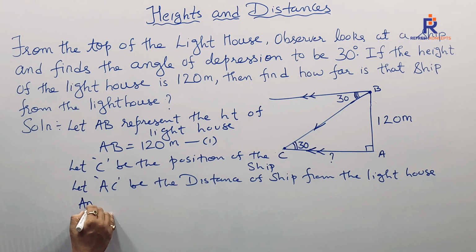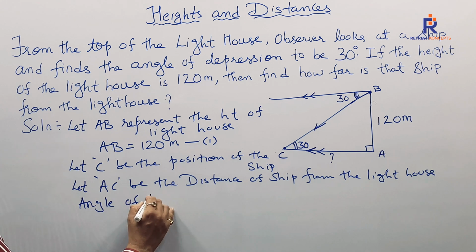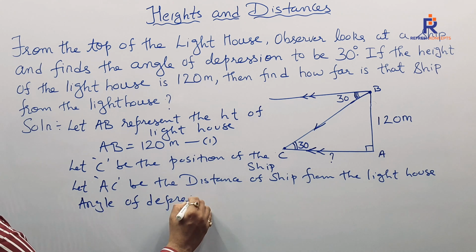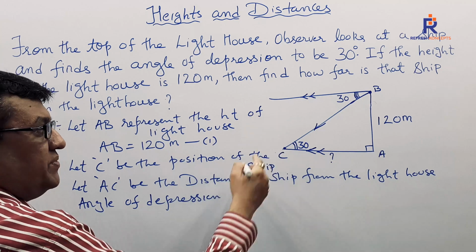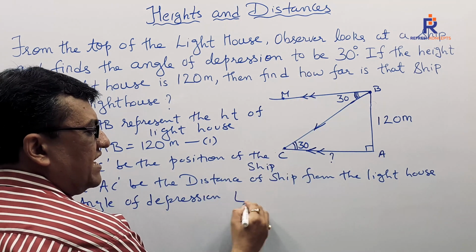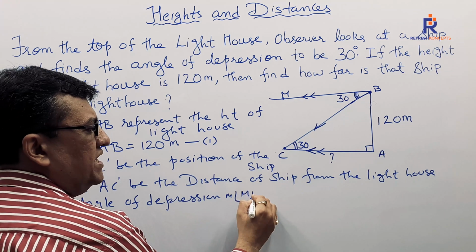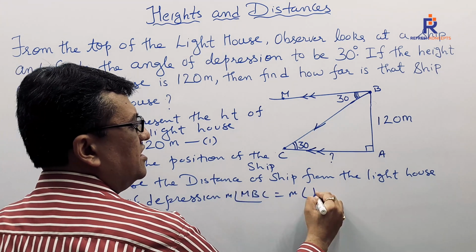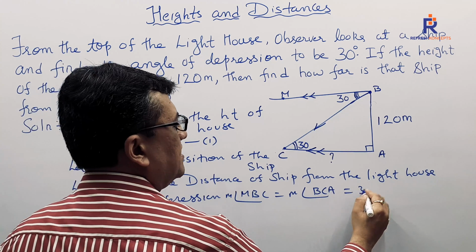Angle of depression, which over here, if I give this point as M, the angle of depression is measure of angle MBC, which is equal to measure of angle BCA, which is 30 degrees.